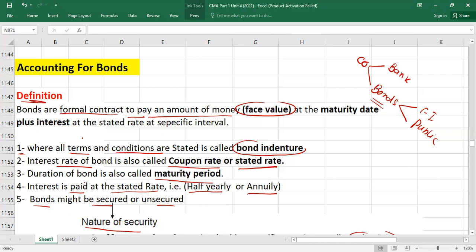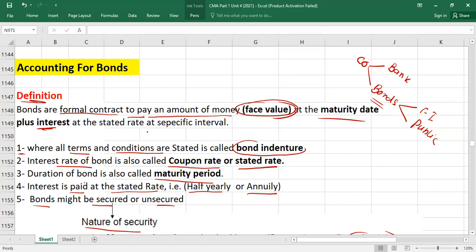So here we have a formal contract. The borrower, the party who is taking money, has a formal contract with the lender who is providing the money. The borrower is agreeing that he will repay the face value at the maturity date. Maturity date means a duration. At the end of the duration of the bond, the face value will be repaid to the lender.